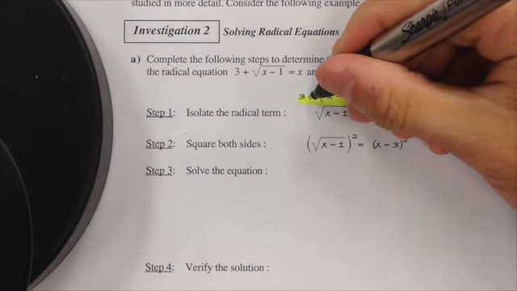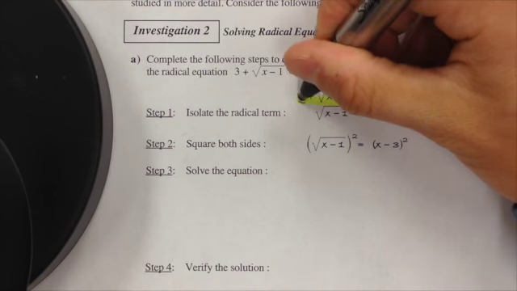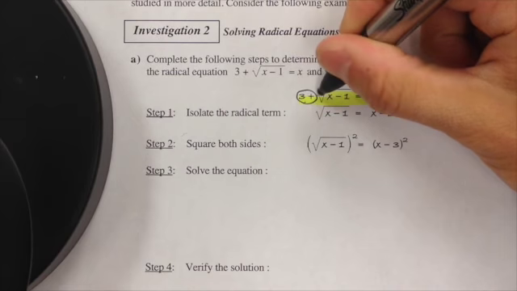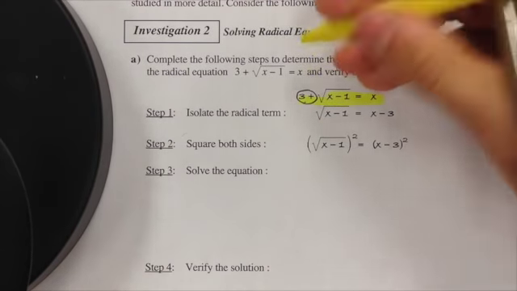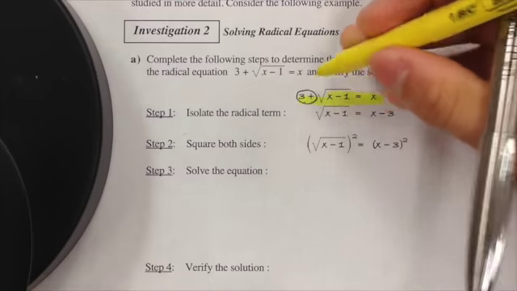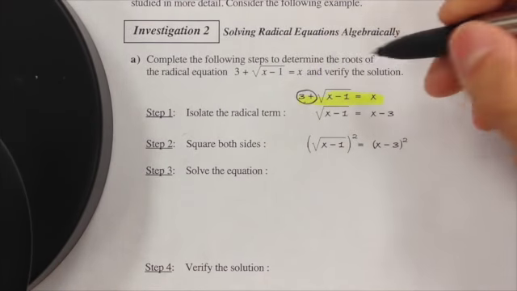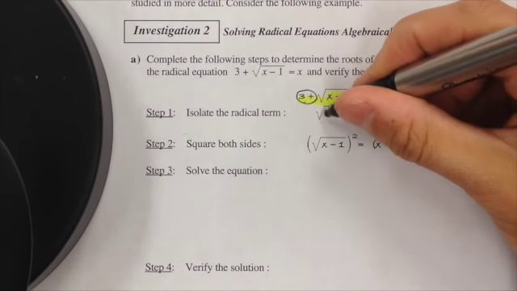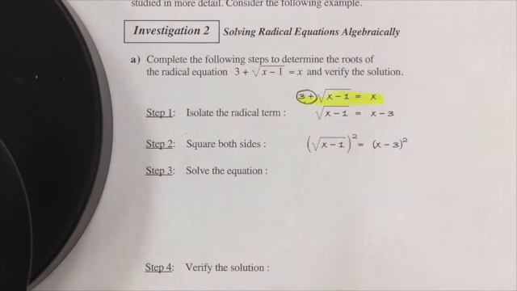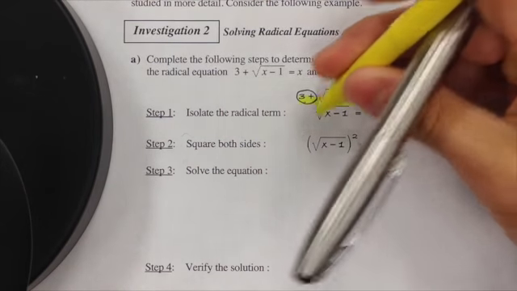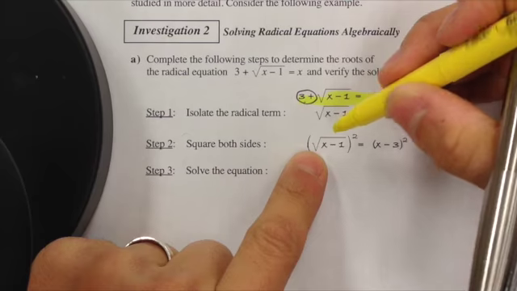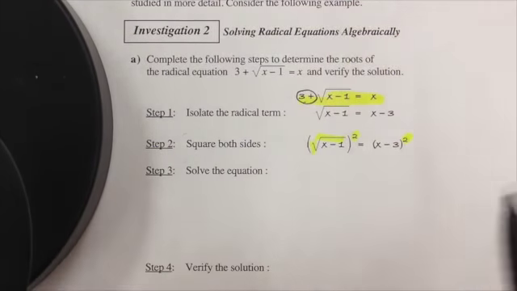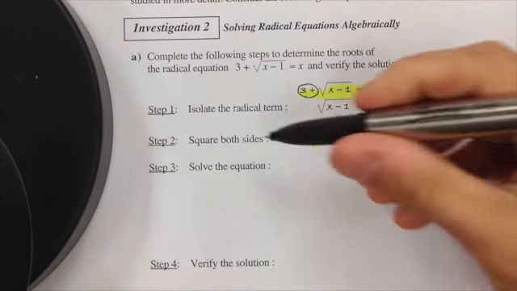To isolate the radical term, we bring the 3 over to this side. Notice that this 3 is outside of my radical expression, or outside my radical term, so I need to subtract 3 from both sides. That will give you the square root of x minus 1 is equal to x minus 3. Then we need to square both sides to get rid of my radical sign. Squaring both sides will get rid of that radical sign, and then solve the equation.